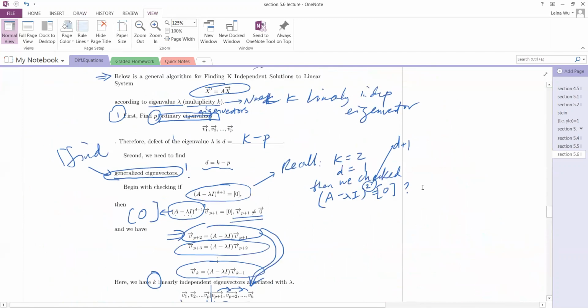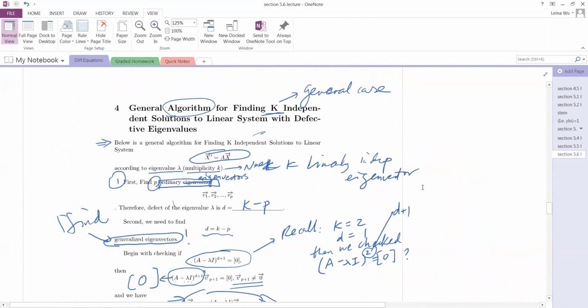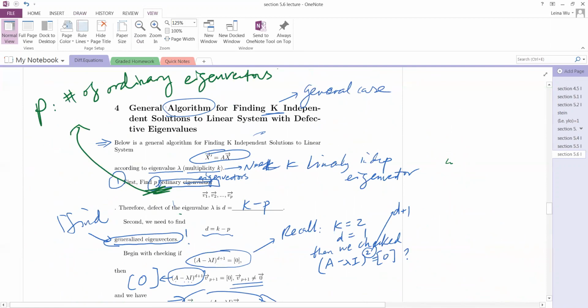So guys, if you want to look at the algorithm, right? In the algorithm, it says P. So let me put a quick note: P is the number of ordinary eigenvectors. So don't be confused about what this P is, right? P is the number of ordinary eigenvectors.